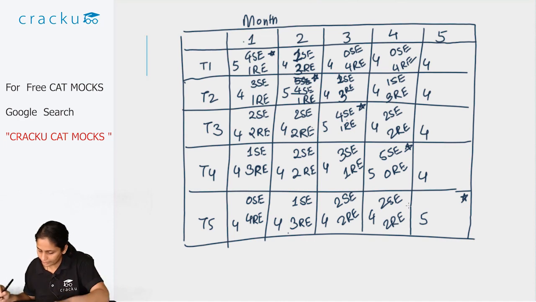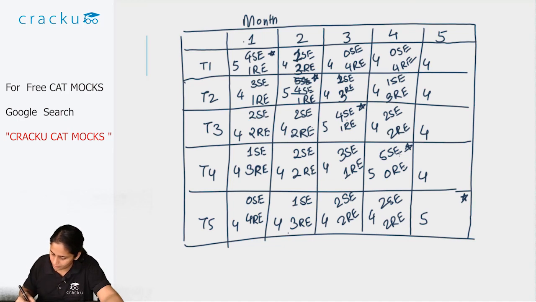Now, at the end of the 4th month, we have 0 SE, 4 RE; 1 SE, 3 RE; 2 SE, 2 RE; 5 SE, 0 RE; and 2 SE, 2 RE. Now we come to the 5th month. Now 2 guys will come over here, so it will be 4 SE and 1 RE. So these guys have lost 2 SE, so this will be 3 SE and 1 RE.